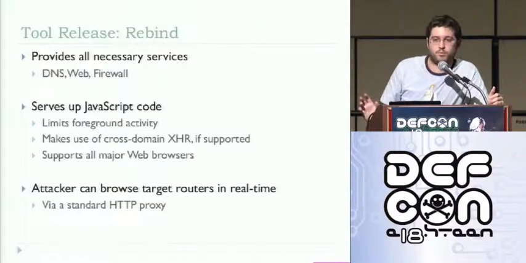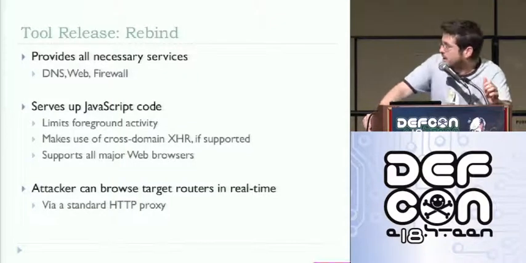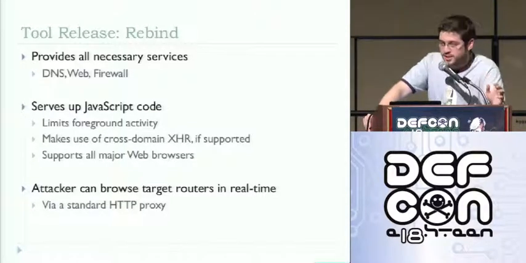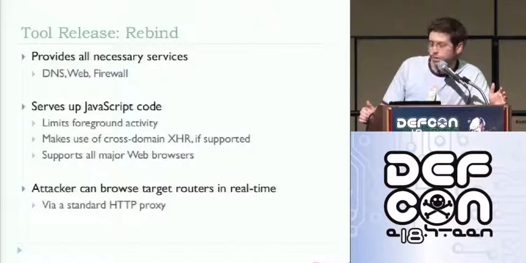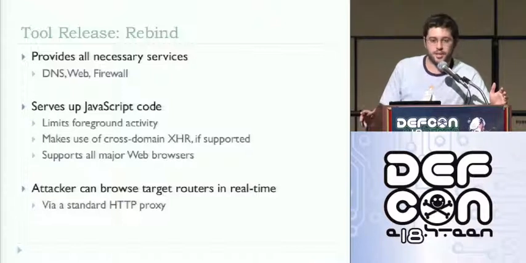So I went ahead and wrote Rebind, which is probably the most cleverly named tool ever. Basically, it does everything for you except register a domain name. It runs two web servers. It runs the DNS server. It interfaces with the iptables firewall in Linux. It serves up JavaScript code to the client when they do the initial request. It also implements an HTTP proxy for the attacker to interface with the routers.